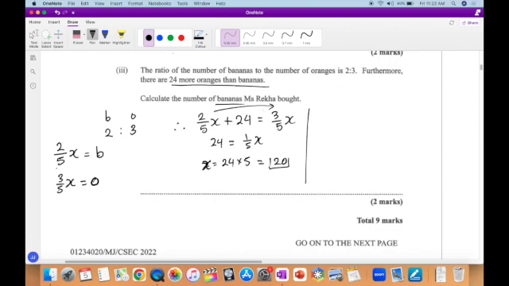Well, we know the number of bananas will be 2/5 of the total. So the number of bananas will be 2/5 x, which is 120. So the number of bananas will be 2 over 5 multiplied by 120, giving us 48.